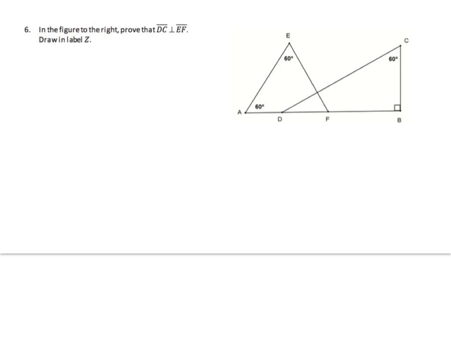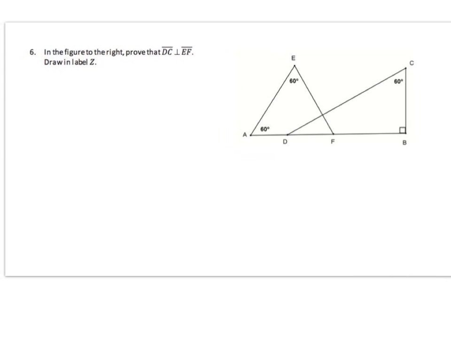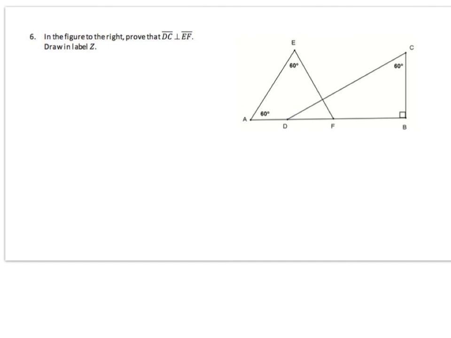Okay, number 6. It's the last one. Yay! In the figure to the right, prove that segment DC is perpendicular to segment EF. Draw in label Z. Okay? All right, so let's see what we can do. I'm not sure what label Z is. So let's see if we can figure it out. All right, what do I know here? Let's draw a Z here and see if that helps us.